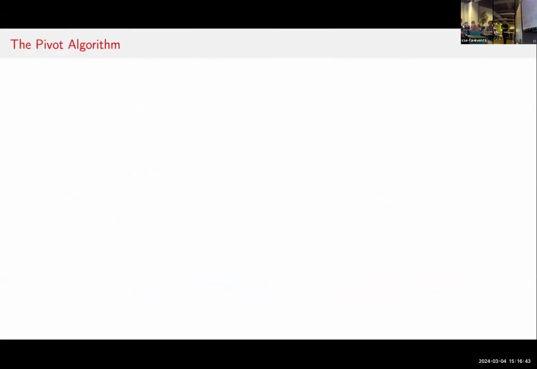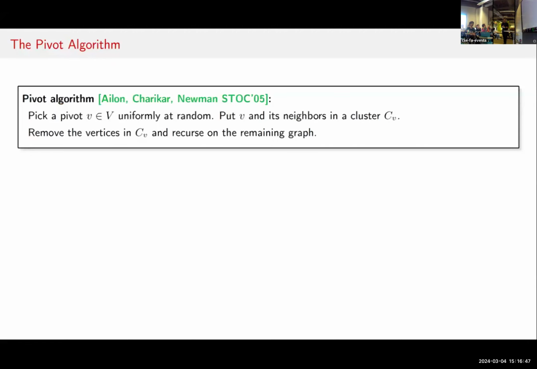I won't talk about the history of the problem. I don't have time to talk about that. But there is a famous pivot algorithm that obtains a 3 approximation. And it's also super useful in rounding LPs for the problem. So even better approximation can be achieved using this as a rounding algorithm. So what is the pivot algorithm? It was introduced by Ailon, Charikar, and Newman in STOC 2005.